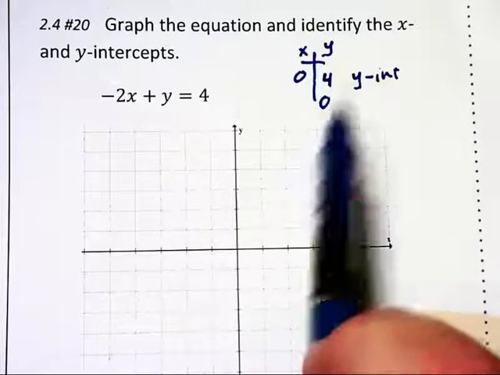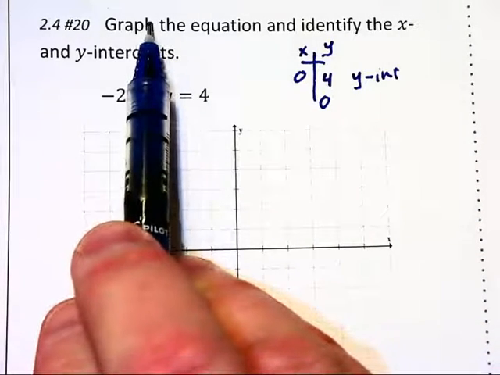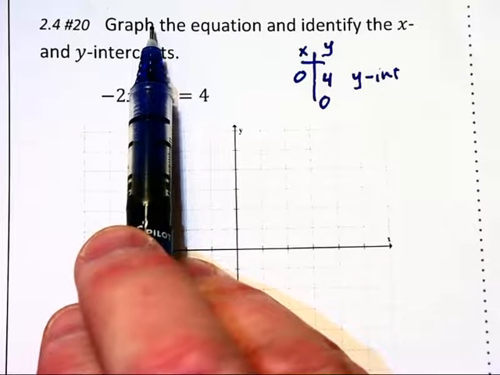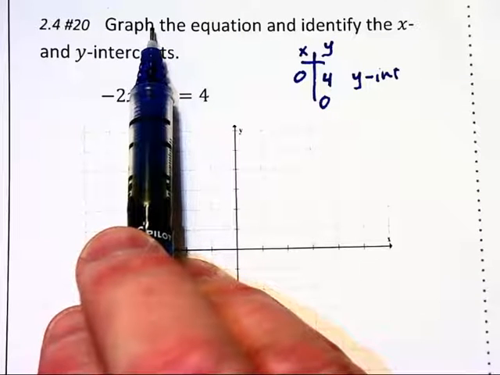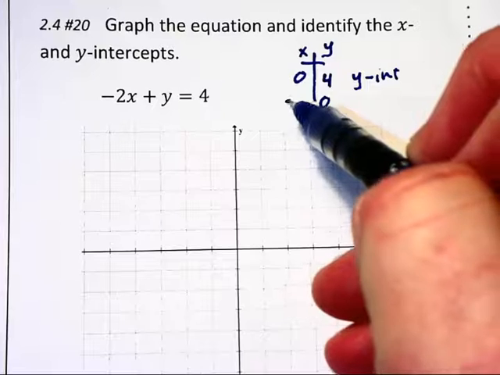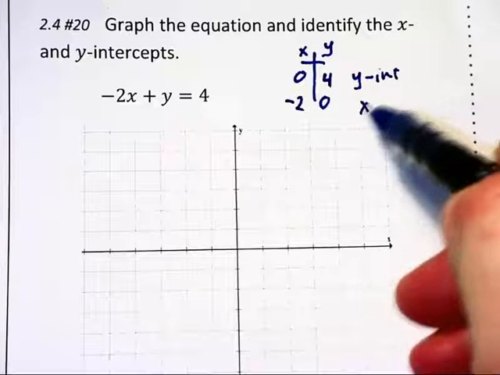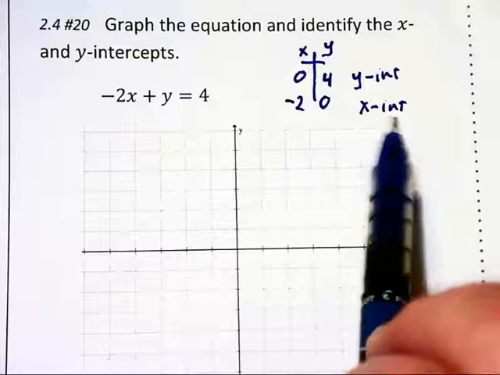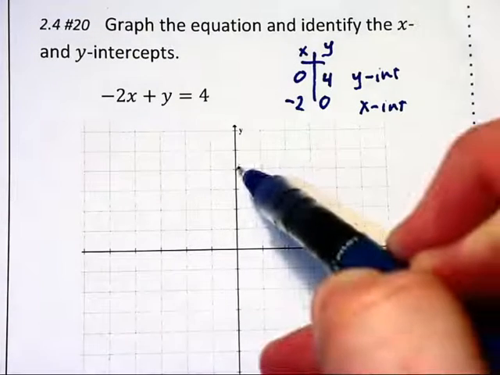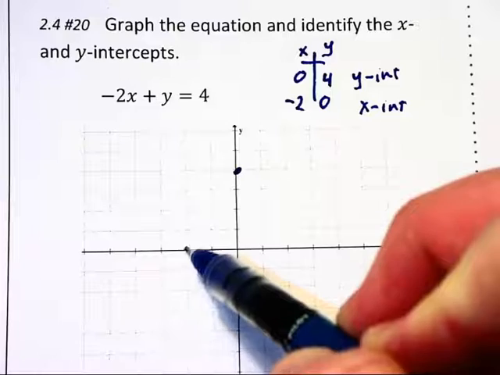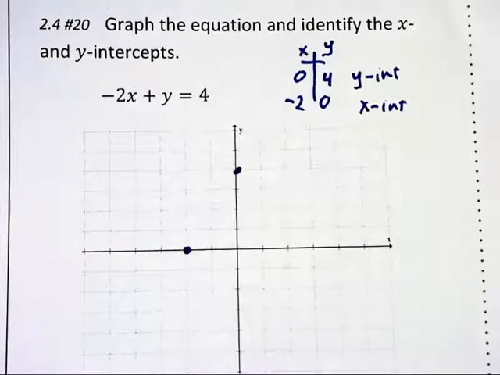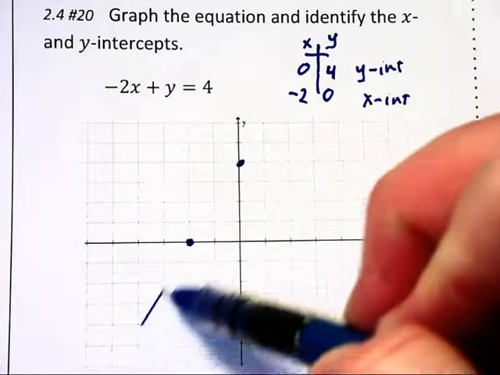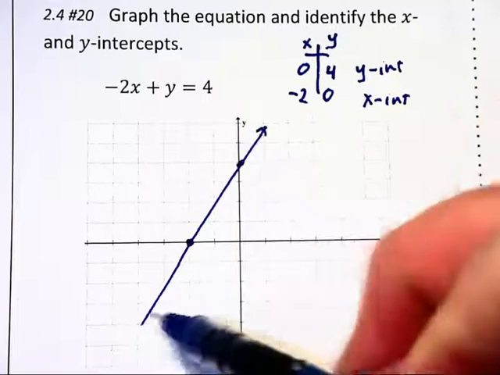Now when we let y equal 0, covering that up, we have negative 2x equals 4. Dividing by negative 2, we get x equals negative 2. So (negative 2, 0) is the x-intercept. When we let y be 0, we get the x-intercept. Now we have 2 points on our line that we can plot, and all we have to do now is connect the dots to draw our line.